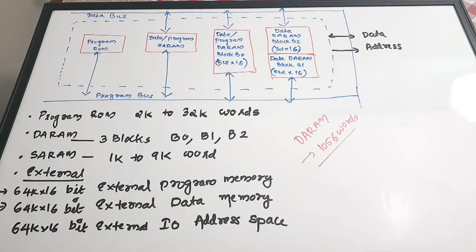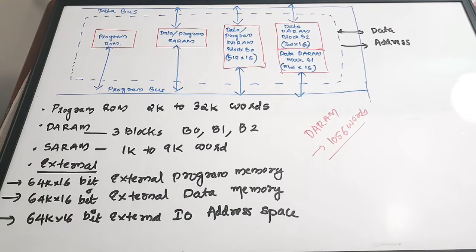Now moving on to the external memory. The external memory consists of program memory, data memory, and also external I/O address space. Now let us see the size details. 64K by 16-bit means it can have 64K words of external program memory. Then 64K by 16, again 64K words of external data memory, and 64K words of external I/O address space. So these are the external memories which can be connected to this DSP architecture.